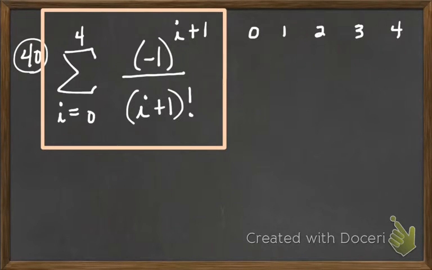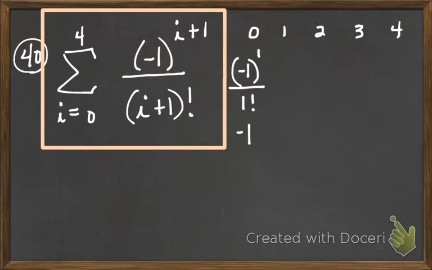So when i is 0, I have negative 1 to the 0 plus 1, over 0 plus 1 factorial, which would be 1 factorial. If you can do that in your head, that's great, but what's that going to simplify to be? Negative 1 to the 1 divided by 1 factorial. Is that going to be negative 1? Okay. I'm going to do a little bit of work, then I'm going to go down and simplify it below that.